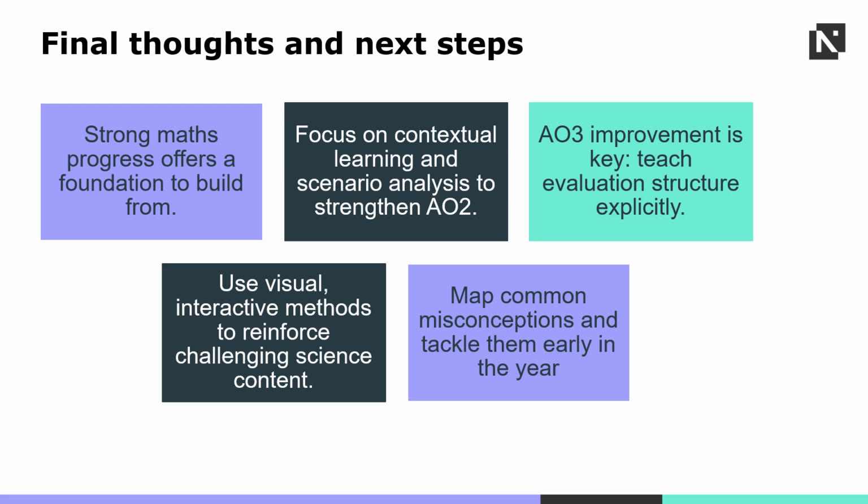However, contextual learning remains a priority. AO2 responses show students often knew the content but failed to apply it accurately to the scenario. We need to keep giving them opportunities to practice this skill through structured real-life tasks. Improving AO3 is where we can have the biggest impact. Evaluation needs to be taught explicitly, not just hoped for. Students benefit from modelling, sentence structures, and scaffolded reasoning to build evaluation depth.